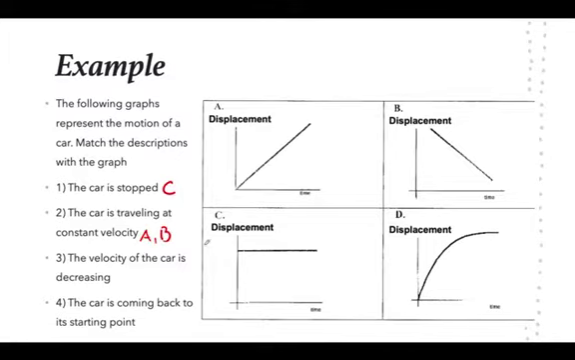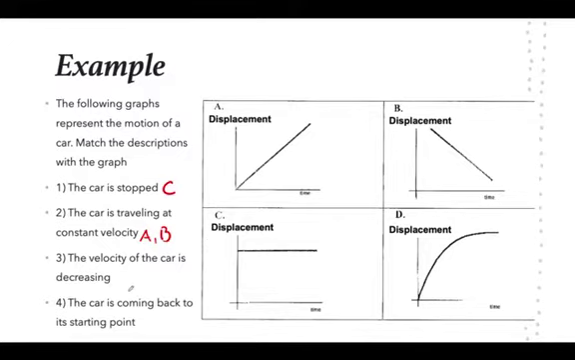I guess some of you could argue that C also has the same slope, right? A slope of 0. But an object not moving does not have velocity. It has a velocity of 0. So we cannot say that it is a constant velocity as time goes by. It is not moving.